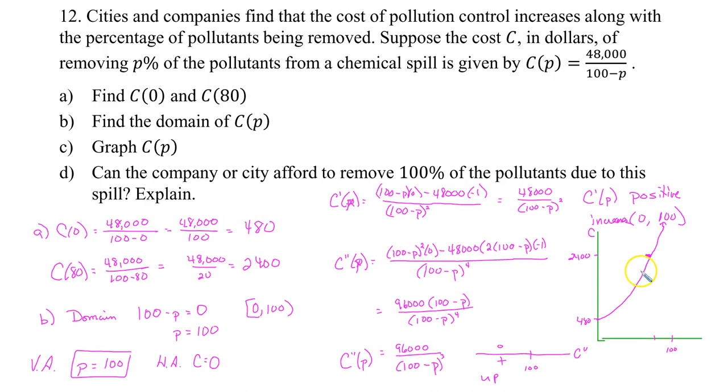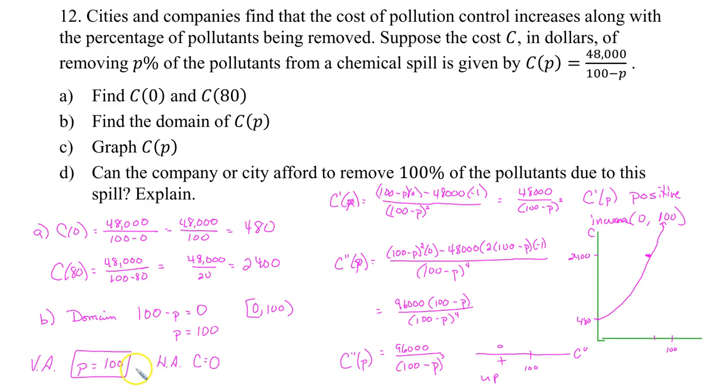The last part says, can the company or city afford to remove 100% of the pollutants due to this spill? Well, it looks like the cost is going to become literally astronomical. So when we talk about the limits, as p goes to 100 for this function, that's where that asymptote comes in. And so we're saying that we're not going to be able to do this.